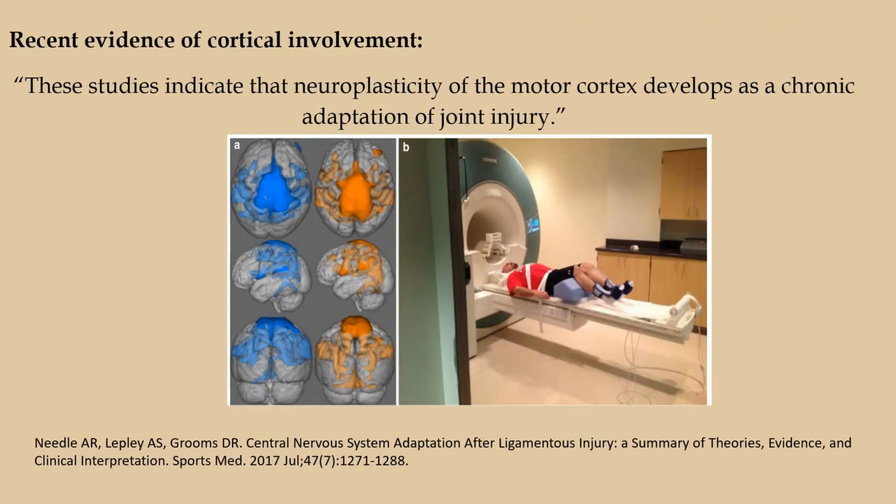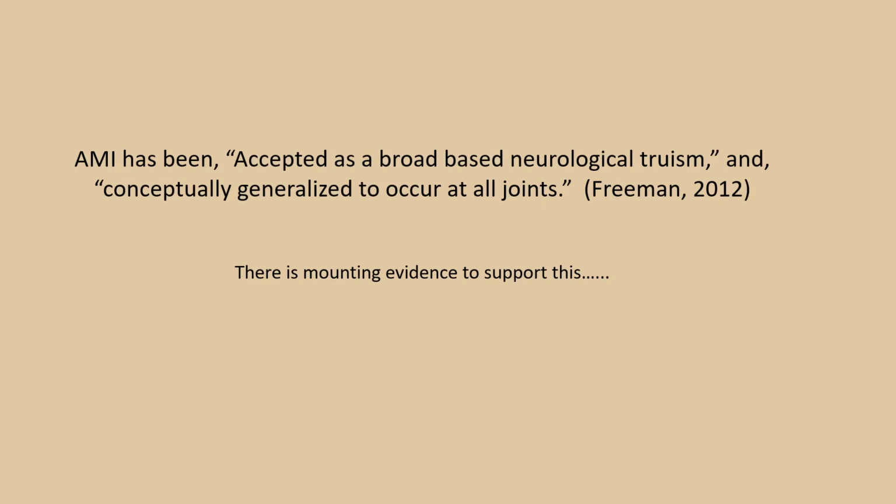While most of the action is happening at the spinal cord level, there is some recent evidence of cortical involvement. If the joint issue has been happening long enough, you get changes in the motor cortex as measured by functional MRI. The phenomenon of AMI has been around long enough and has enough evidence behind it that, to paraphrase this researcher, it's a thing and it can occur pretty much anywhere. Interestingly, it's not talked about much in chiropractic circles, although I hope to show why it should be.